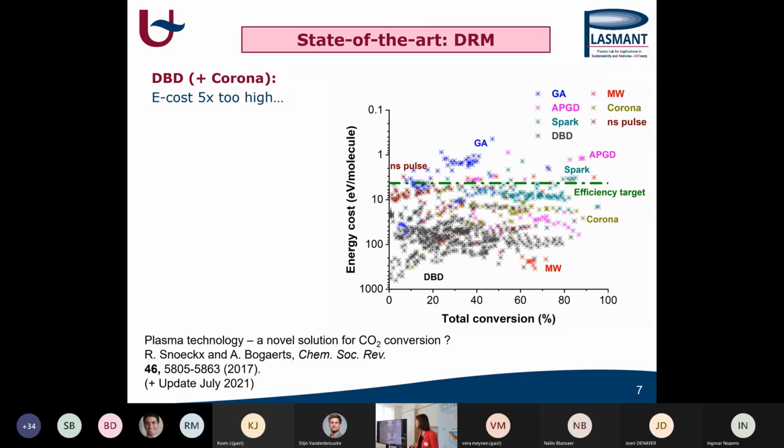So again, this green dashed curve is the efficiency target. This was then specifically defined for syngas formation. So you see again that for DBD, the energy cost, because now the y-axis is reversed, the lower values mean too high energy cost. So DBD gives again too high energy costs.